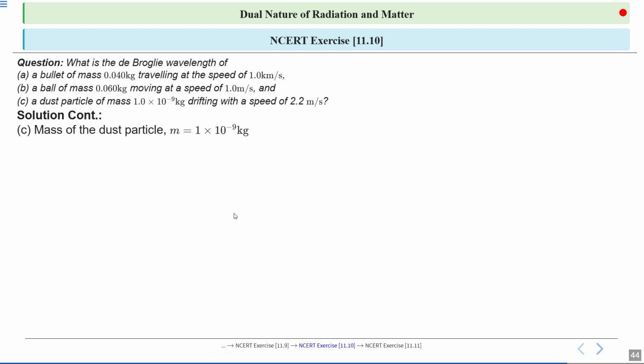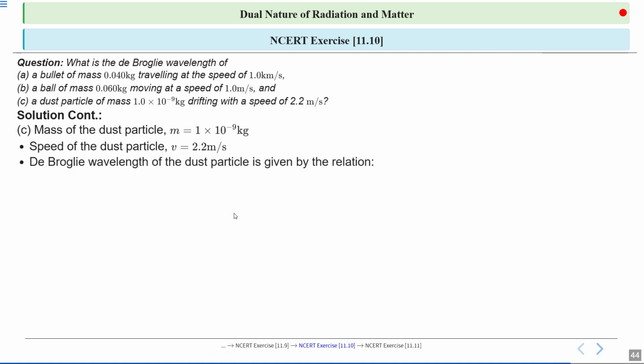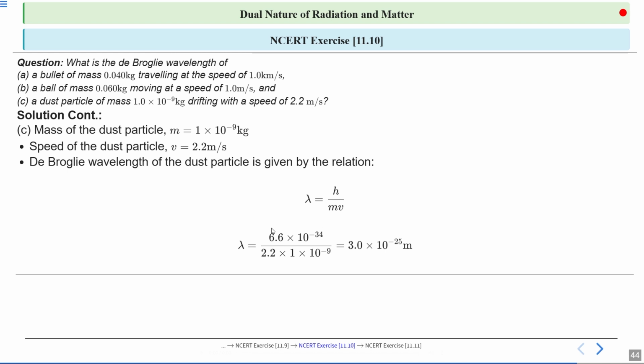Now see, mass of the dust particle m equal to 1 × 10^-9 kg and speed of the dust particle v equal to 2.2 meter per second. De Broglie wavelength of the dust particle is given by the relation, that is lambda equal to h by mv. So substitute the value and solve this, you will get lambda equal to 3.0 × 10^-25 meter.